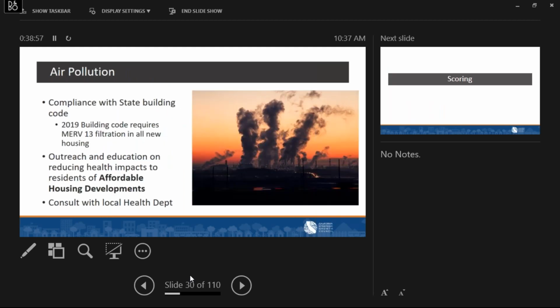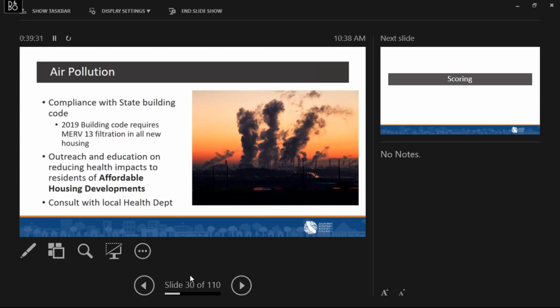Air pollution: our requirement on this one is that you have to have compliance with state building code, so it's not too groundbreaking, which requires MERV 13 filtration in all new housing. We additionally require outreach and education on reducing health impacts to residents of affordable housing developments. And we encourage folks to consult with their local health department, many of which are already doing work in this field, to think about what those outreach and education efforts could look like.